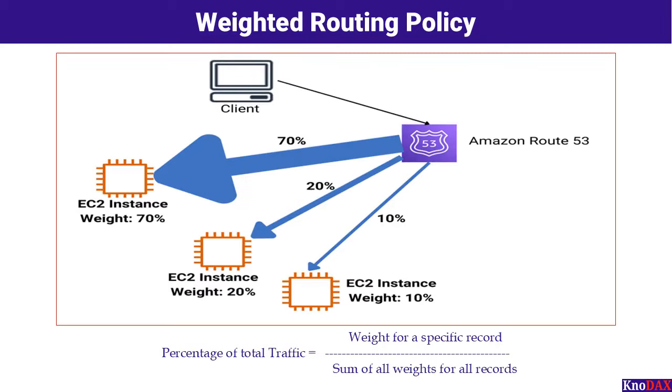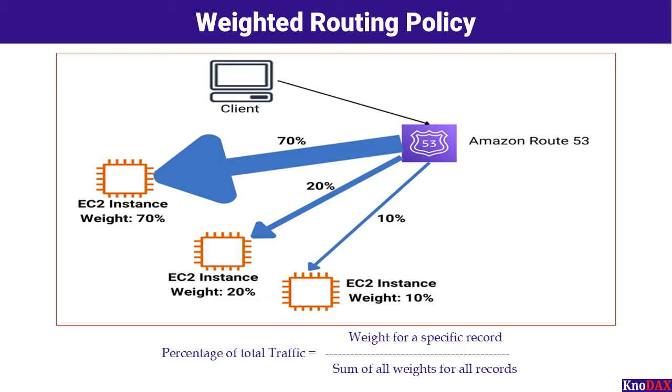This diagram demonstrates how the weighted routing policy works in Amazon Route 53. In this example, we have 3 EC2 instances, each assigned a specific weight. The weights determine how traffic is distributed among these instances. The first EC2 instance has a weight of 70%, meaning it receives the majority of the traffic. The second instance is assigned a weight of 20%, receiving a smaller portion of the traffic.